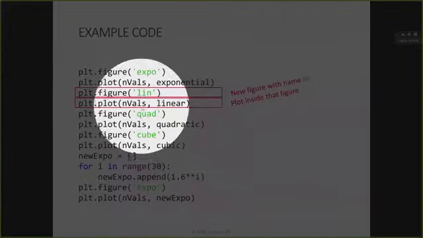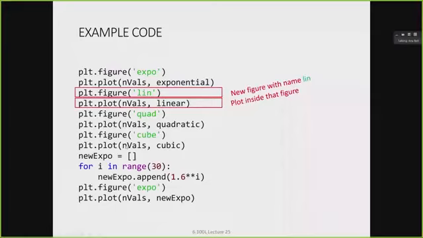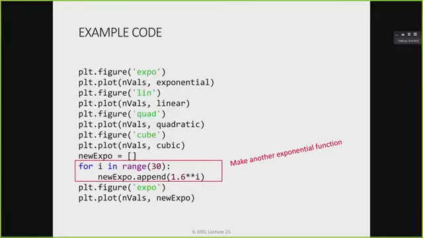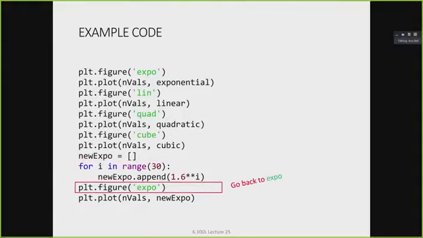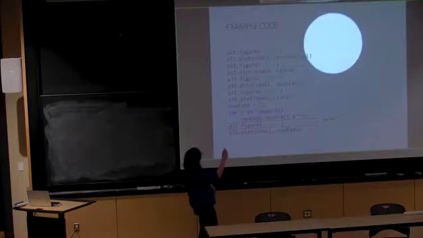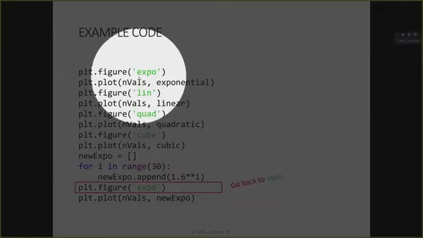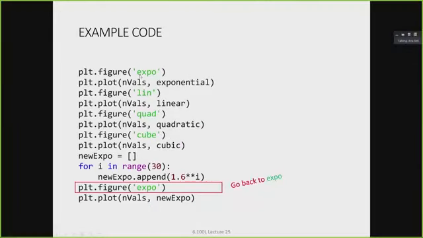A couple more times, we're going to do the same thing to create this quad and this cube, and those will each get 1 line added to them. And then down here, we're going to say, well, let me just go back to that exponential figure and add another different exponential curve to it. So we're going to create the exponential curve, this time 1.6 to the power of i instead of 1.5 to the power of i. Then we're going to tell Python to bring the figure called expo back up to the foreground. So remember, we created it up here. So it doesn't create a new figure. It'll just bring that one back up, and it already has a curve in it. And then we're going to tell Python to plot a second curve to it.